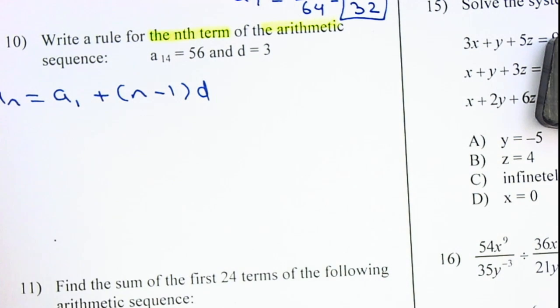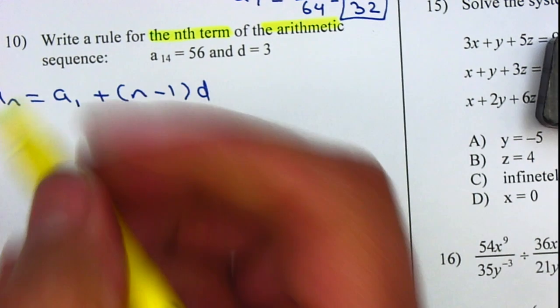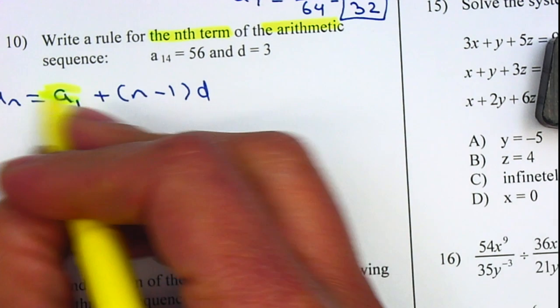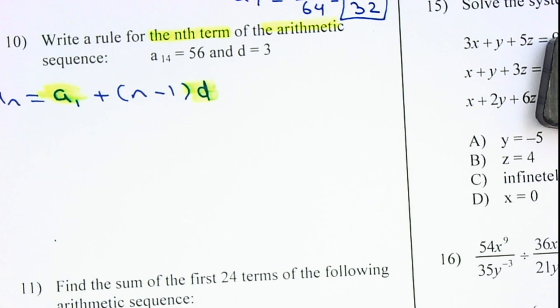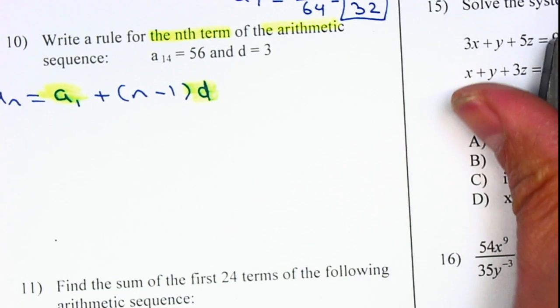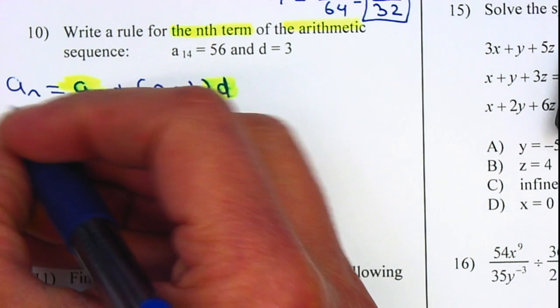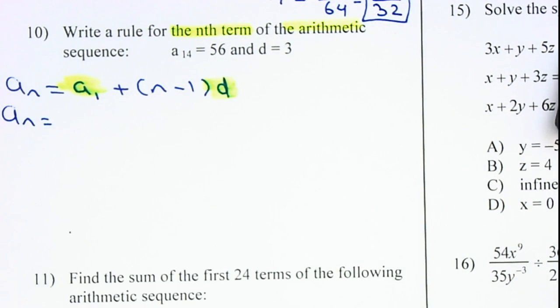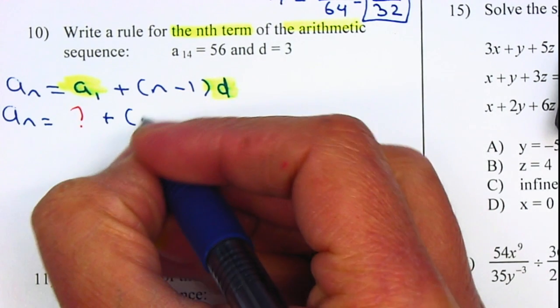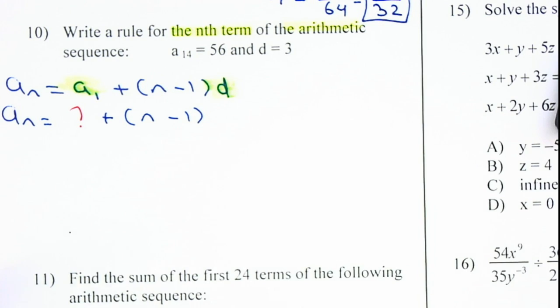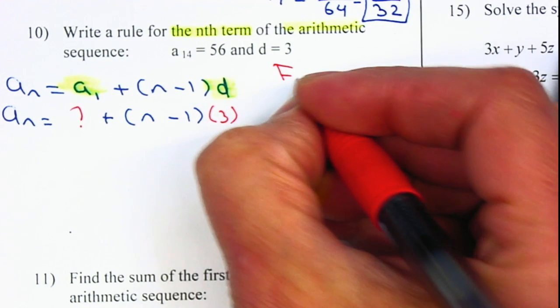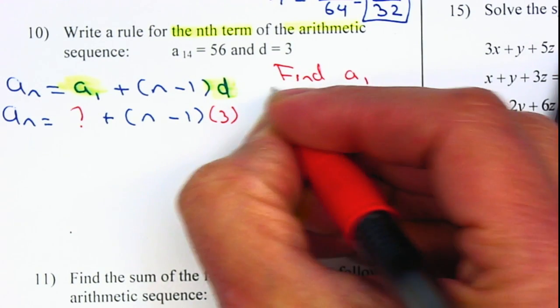And I need to plug in the a sub 1, the first term, and the difference. So I'm going to use what they gave me to find it. Let's see. A sub n is equal to, I have no idea what a sub 1 is, so I'm going to have to look for it. I do know what d is. D, the difference, is 3. So the only thing that I need to do is find a sub 1.